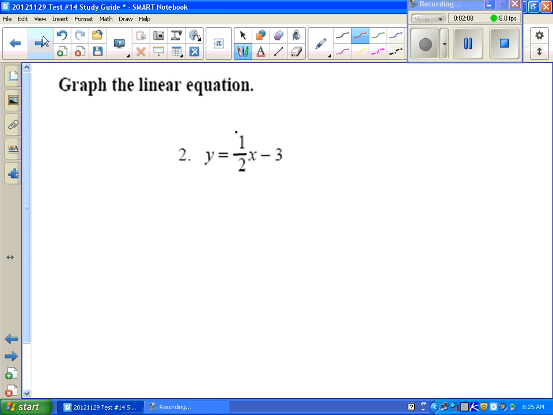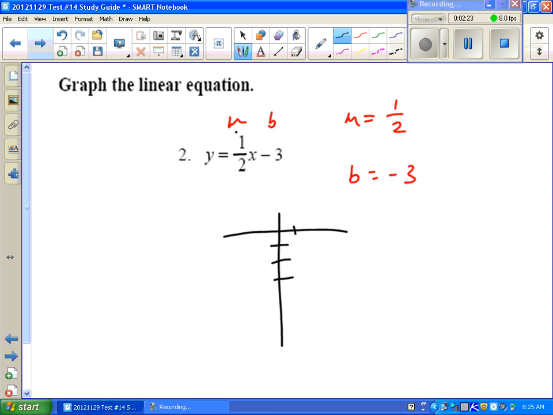Number 2 says y equals 1/2 x minus 3. Again, same thing, mx plus b. So your m value is 1 over 2, and your b value is -3. B tells you where to begin, so begin at -3. We're going to go up 1 and over 2, so we're going to need that many. M tells you to go up 1 and to go to the right 2 times. So up 1 and over once, twice for your second point. Second point goes there. Second graph looks like that.